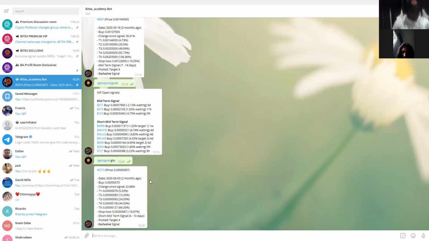Have you seen that GTO? You can see that GTO was posted around 2 months ago. It has already hit target 4, which is 44% profit. And since that 44% profit, it has now dropped to 22% at the price of 97. The current price now is 97. Do you understand? Now, could you see that from 75 satoshi to 79 is 5.3%? Do you see the differences of low sat?